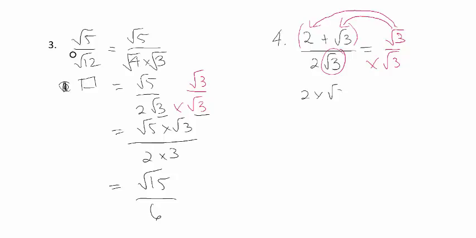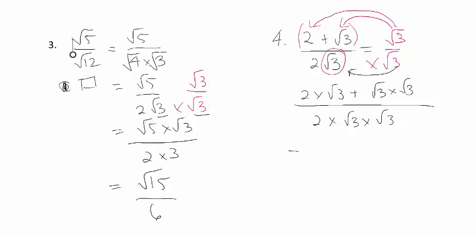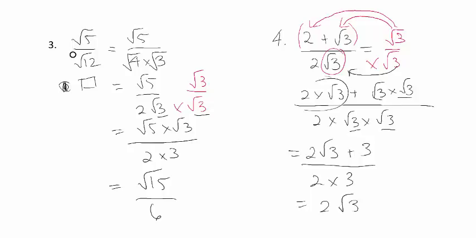2 times the square root of 3 plus the square root of 3 times the square root of 3 all over 2 times the square root of 3 times the square root of 3. Again, I haven't missed out on anything, so I'll deal with this bit. 2 square root of 3 is what I've got, can't simplify. Square root of 3 times square root of 3 is 3 over 2 times square root of 3 times square root of 3 is 3. So what I'm left with on top is unlike terms, basically, over 6.